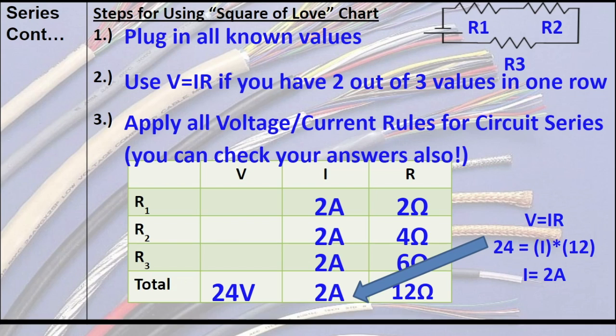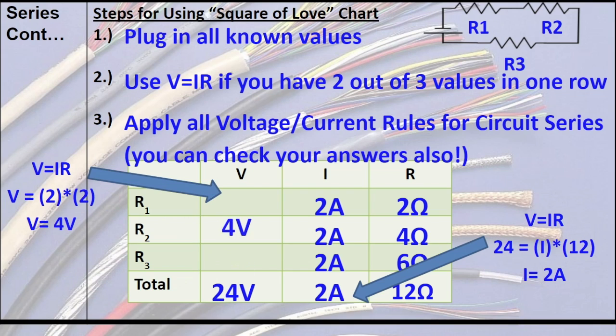Now I need to figure out the voltage. Well, I'm only missing voltage, so all I have to do is use my equation, V equals IR. The current for resistor 1 is 2. The resistance for resistor 1 is 2. 2 times 2 is 4. I do the same thing for R2. 2 times 4, that's 8. Same thing for resistor 3. 2 times 6, that's 12.